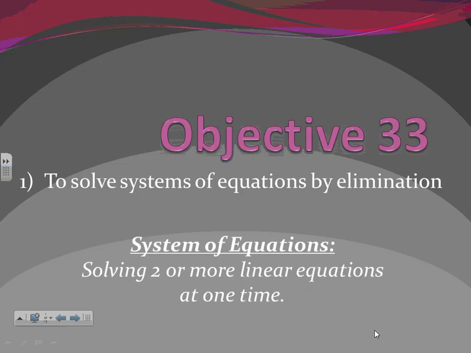Okay, so this is objective 33. We've already started through this yesterday. We're going to solve systems by elimination. We know that when we're looking at a system, we're looking at two or more equations at the same time.